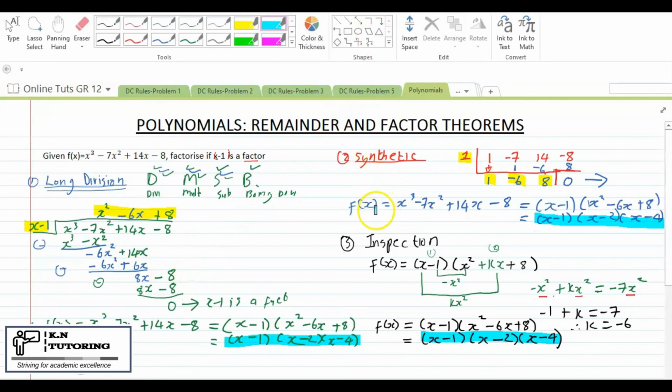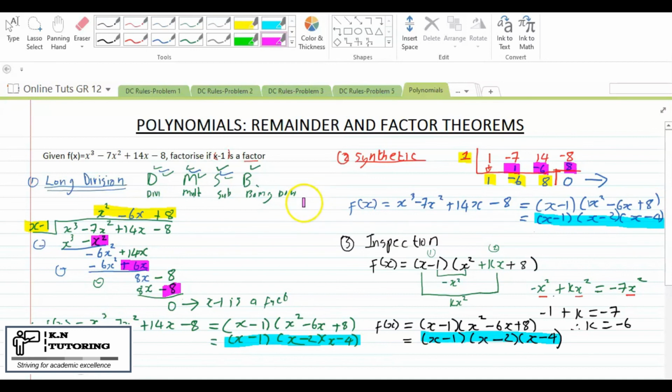I also want to show you something here: if you look at long division and synthetic, they are related. Look at the following. If you look at this positive 8, when you come here, it's negative 8. If you look at the next, negative 6, when you come here, it's positive 6. If you look at this positive 1, when you come here, it's negative 1, sorry, negative 1 there. So these two are correlated, but the steps that are used are different.